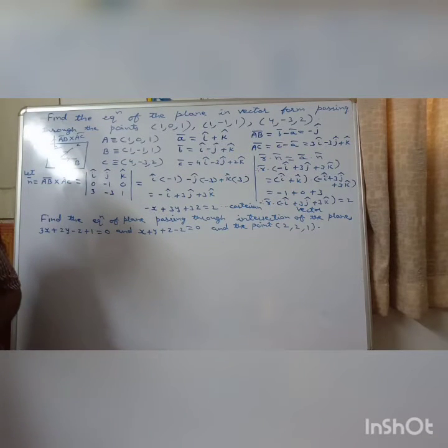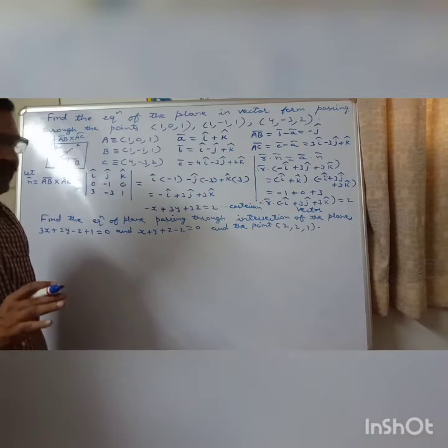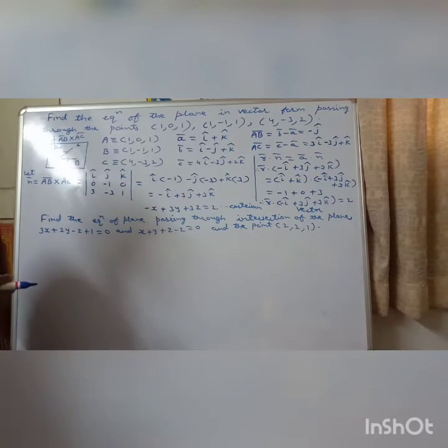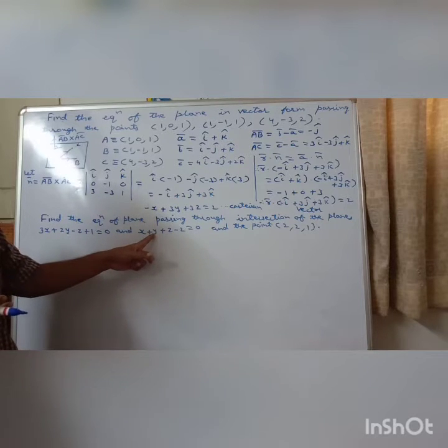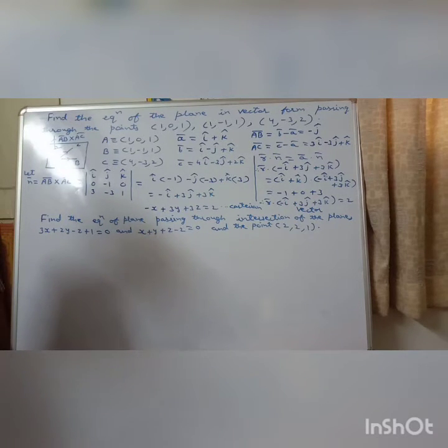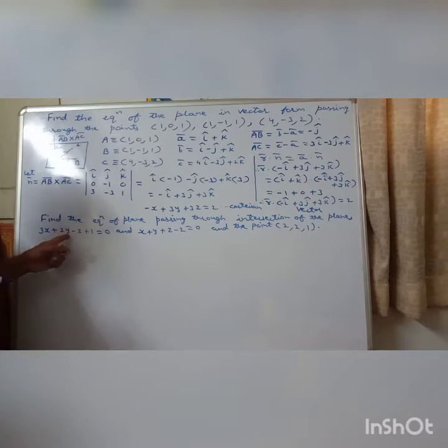In which form should we find the equation of the plane? It is not mentioned in the example. But the equations of two planes are given and both the planes are in Cartesian form. So in this example, it is sufficient to find the equation of the plane passing through the intersection of these two planes in Cartesian form only. So these are the equations of two planes. On the right hand side, 0 is there.